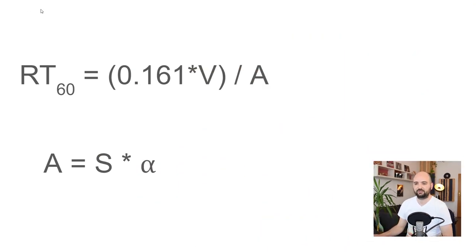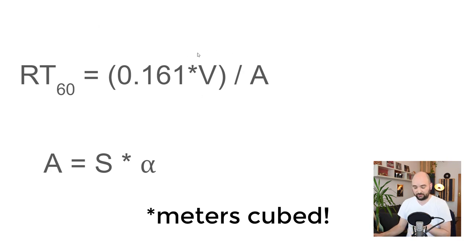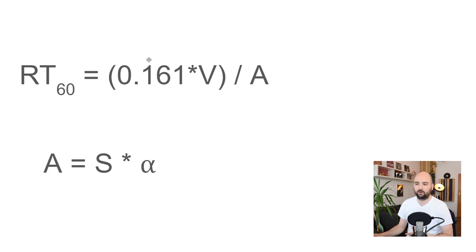It is literally just the RT60, the reverb time for the sound to decay by 60 decibels, is calculated by multiplying the volume of the room in cubic feet, or in this case cubic meters, by 0.161, and then you divide that whole number by the total amount of absorption in the room. And the absorption itself is a function of the surface area and the associated absorption coefficient of that surface area.